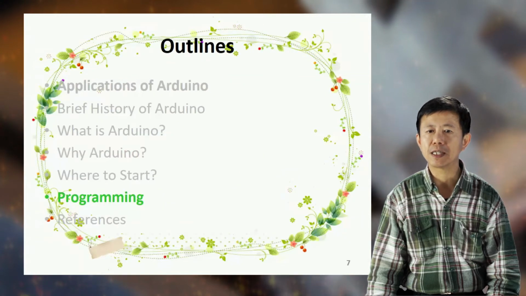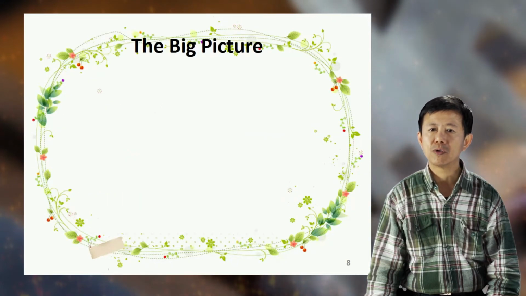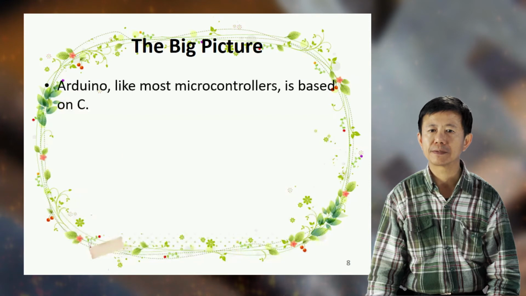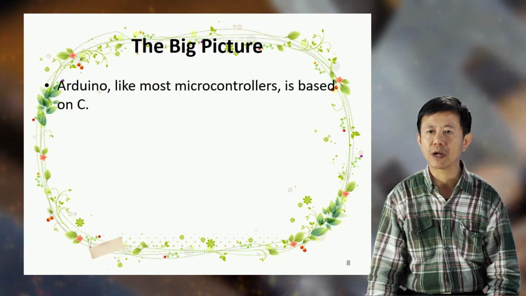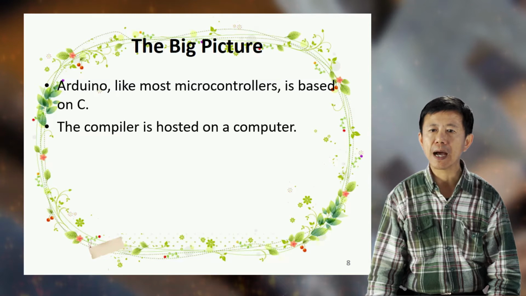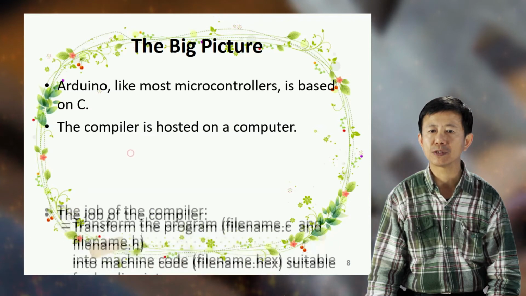Now, let's proceed to the programming part of Arduino. We begin with the big picture of how to program the Arduino Uno R3. Most microcontrollers are programmed with some variant of the C programming language. So is Arduino. The compiler software is hosted on a computer separate from Arduino Uno R3.